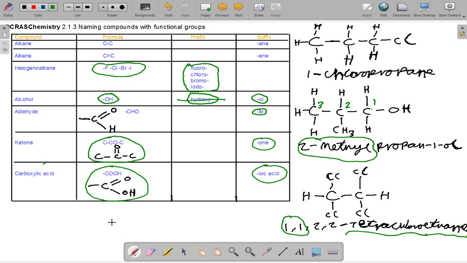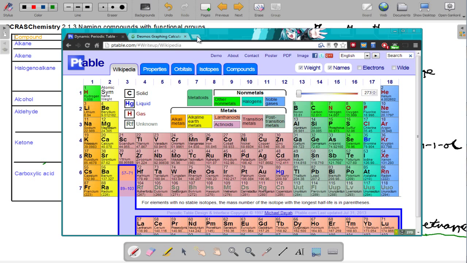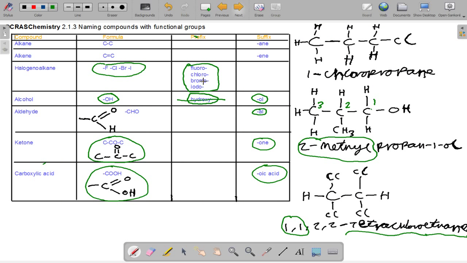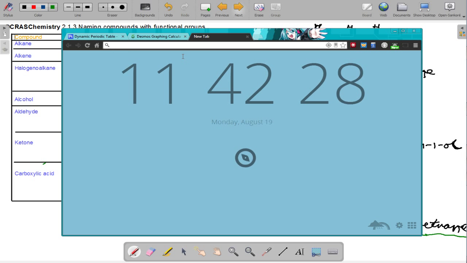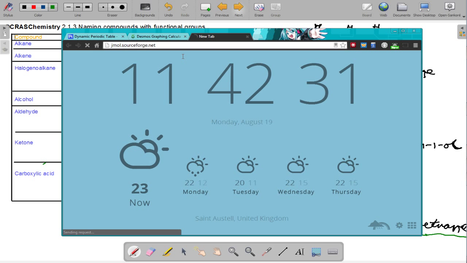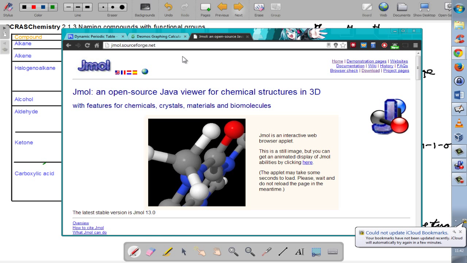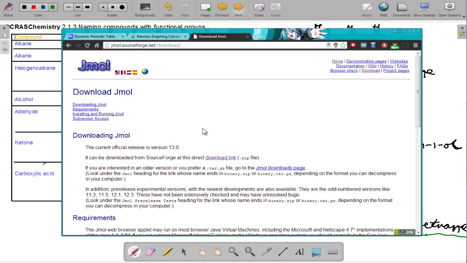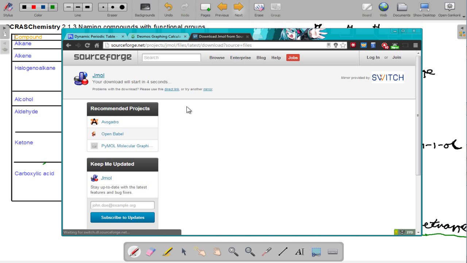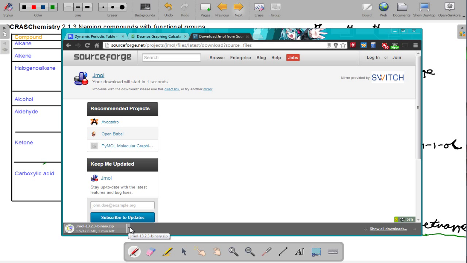So, if you go online and look up the Jmol application, you can have a little play around with the software like I have, jmol.sourceforge.net, and then you go to the download section, and then you click the direct download link. It will come up with a very big zip file. Then you're looking for the file called jmol.jar, so we'll wait for it to download.